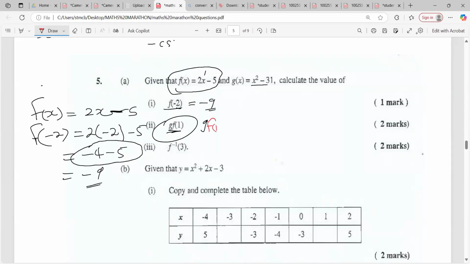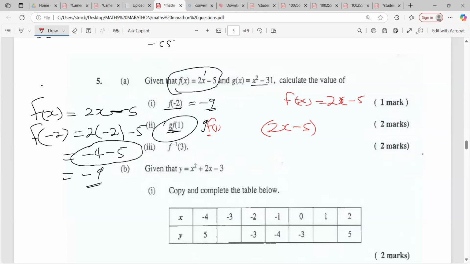I want to put 1 in it. All right, so G of F, right? So we're going to write back all of F. Now, F is 2x minus 5, right? 2x minus 5. So we write back that. The last function, whichever is the last function, that becomes our x in G.